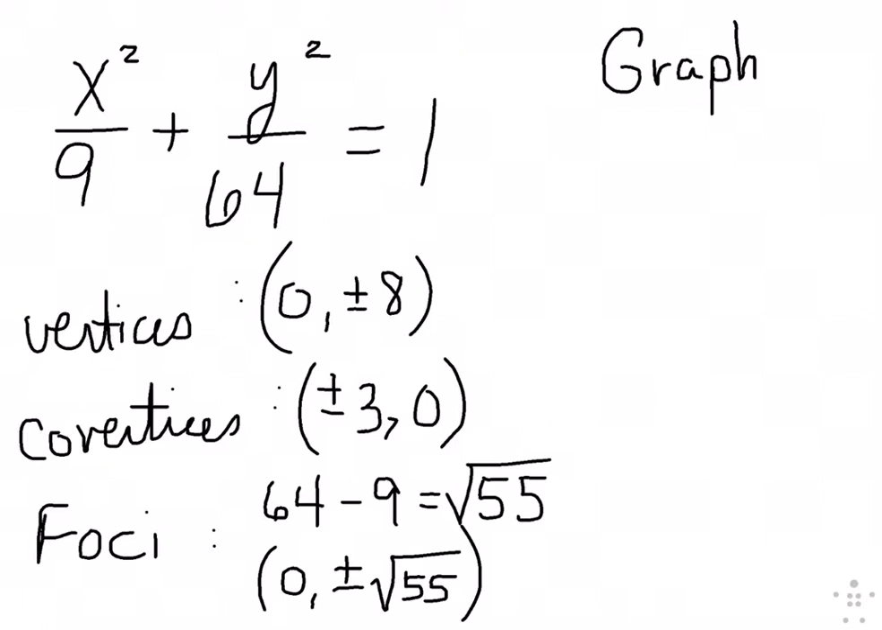First and foremost, are you comfortable with how I got those numbers? Again, to get the last one, what I did was I took the big number, 64, minus the little number, 9, and then I square rooted it.